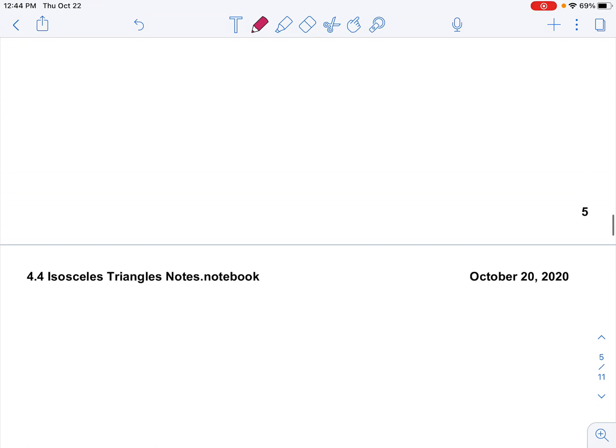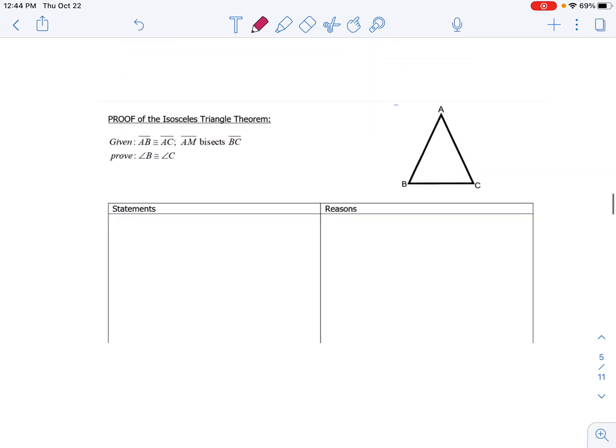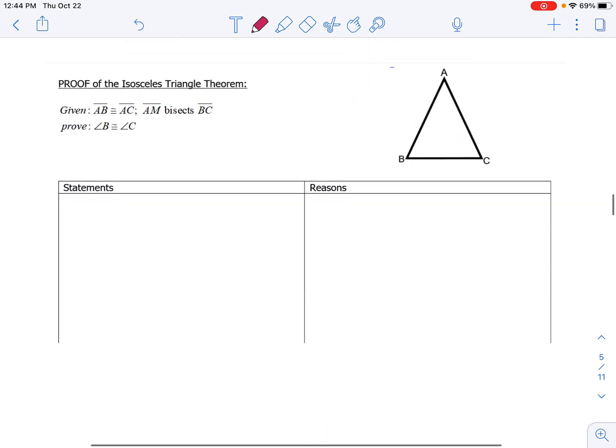Okay, so we've seen these theorems before, but now let's see what they look like in proofs, or why, I should say, these are theorems. So remember, theorems can be proven. So we're going to prove the isosceles triangle theorem.